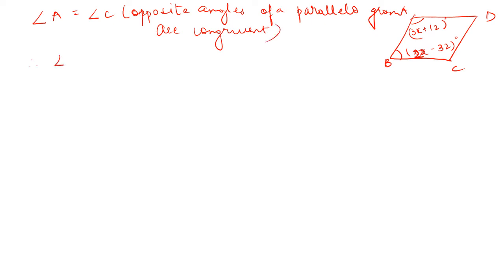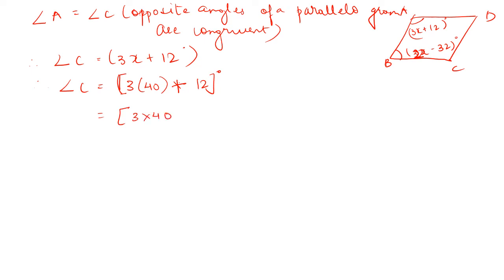So therefore angle C also would be 3x plus 12 degrees. Therefore angle C is equal to 3 into x. And how much did you find x to be? 40, correct? Plus 12 degrees. Therefore 3 into 40 plus 12 degrees gives us 120 plus 12 degrees. So that means angle C is equal to 132 degrees.